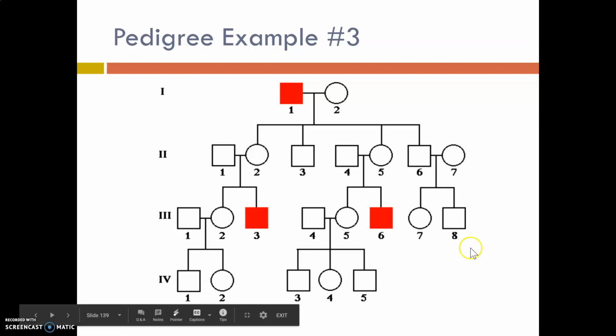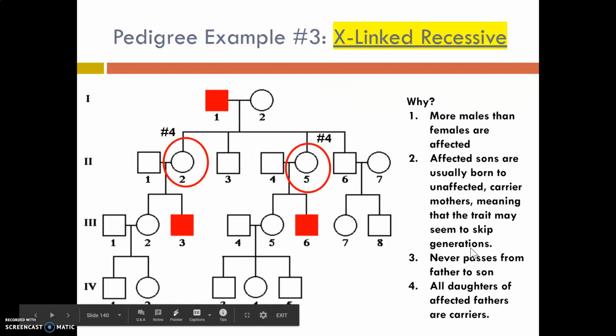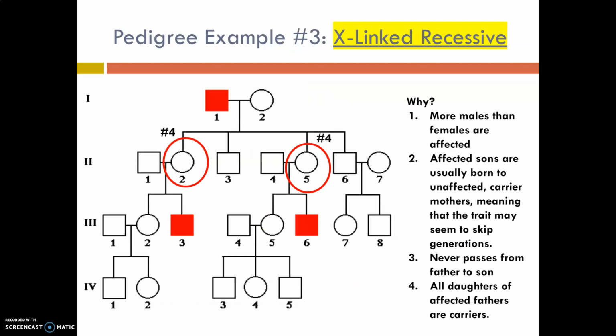So let's check on that. Is an X-linked recessive pedigree. Now the reasoning for that: more males are affected than females, like I said at the beginning of this one. Affected sons are usually born to unaffected carrier mothers, which gives the appearance of the trait skipping generations. So we've got an affected father in generation 1, don't see anyone affected in generation 2, and then we've got 2 affected sons in generation 3.